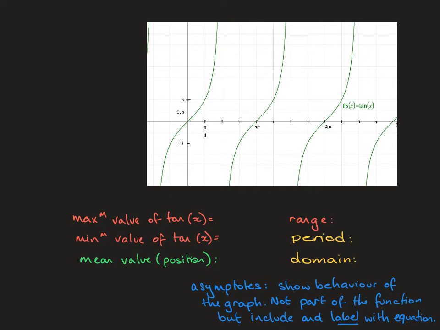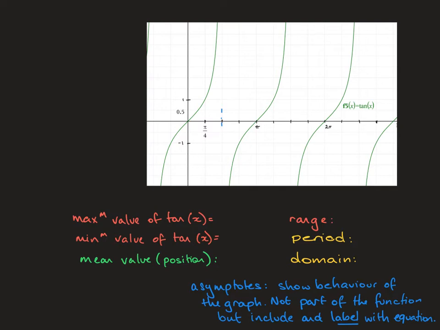So the asymptotes right down here at the bottom show the behaviour of the graph. They're not part of the function, but we do include them when we draw them. So if you're asked to draw a tan graph, you need to include your asymptotes. They need to be dashed lines, and they need to have an equation. So even if there was an asymptote along the y-axis, we would still draw it in as a dashed line, and we would still label it.